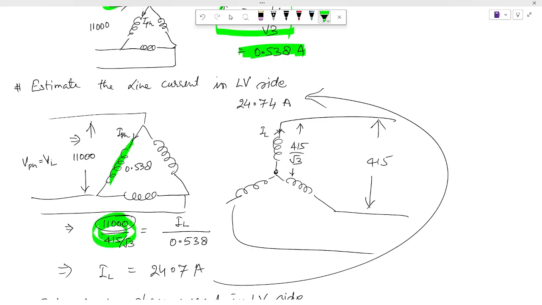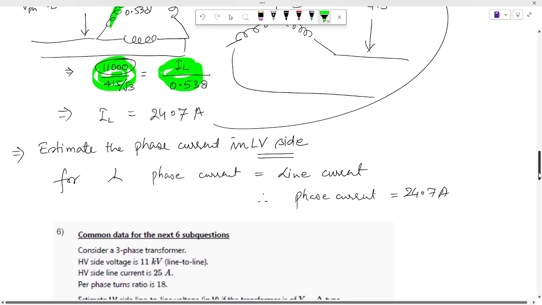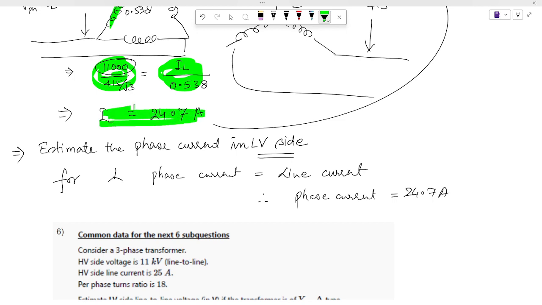This is the turns ratio of the transformer. This is inversely related current. So you can find out the low voltage side line current as 24.4 ampere. Since it is a star connection, the phase current and the line current are the same. Since it is a star connection, as I told, line current and phase current will be the same. Okay.